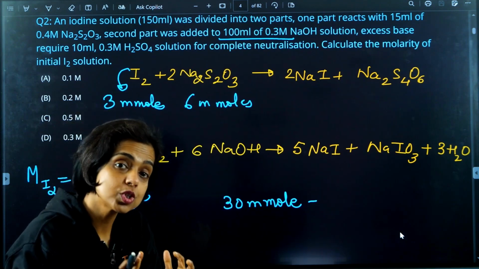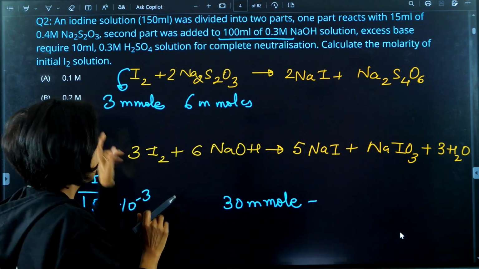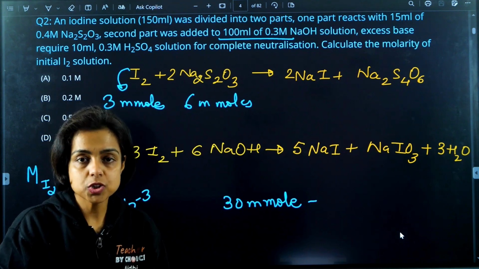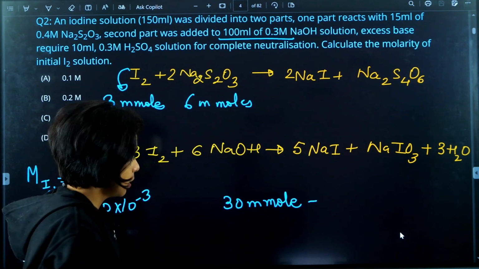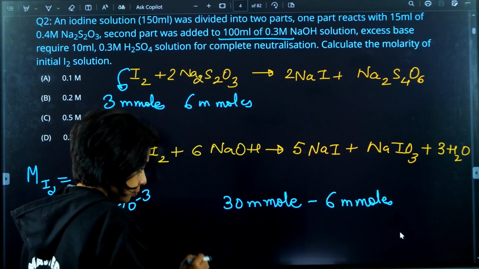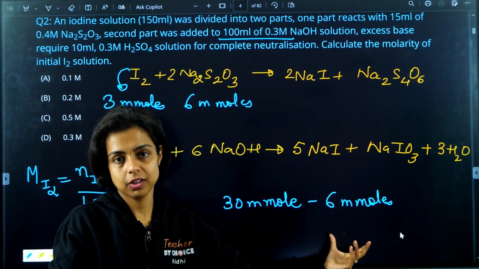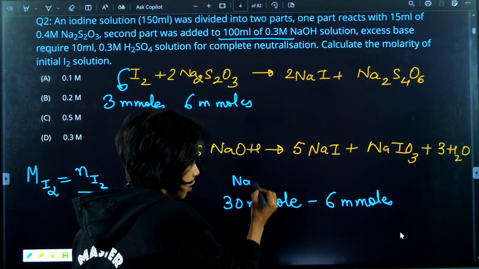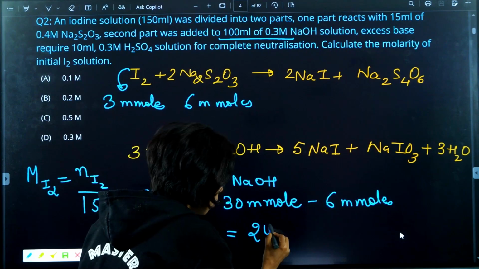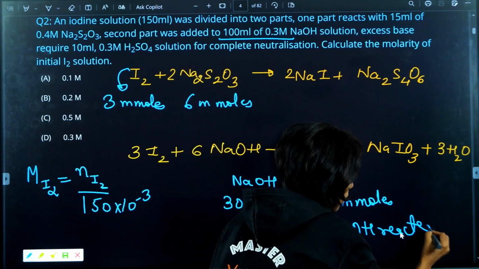That means how much NaOH is left? 1 mole of H2SO4 neutralizes 2 moles of NaOH, right? If 3 millimoles of H2SO4 was consumed, that means how much NaOH it was reacted with? 6 millimoles, right? So 6 millimoles of NaOH was left after the reaction, which was neutralized by adding H2SO4. That means you added 30 millimoles. Out of that, 6 millimoles are left behind after reacting with I2. That means 24 millimoles of NaOH reacted with I2, right?